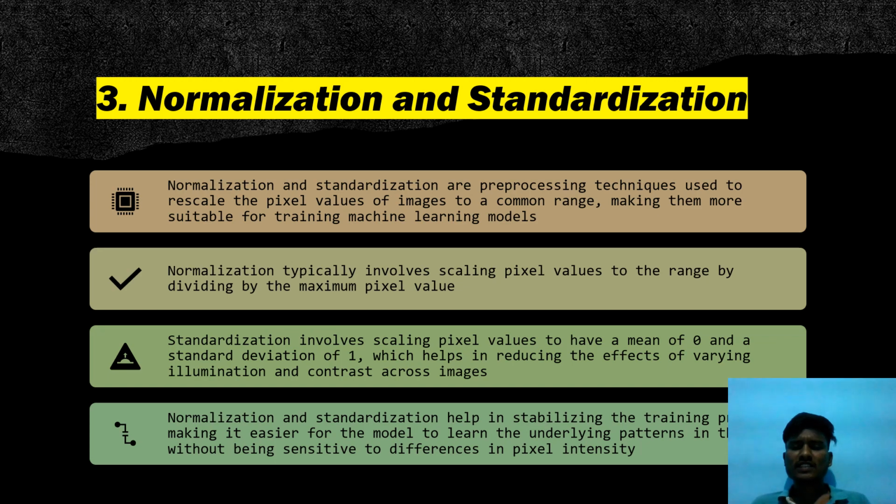Normalization and standardization. Normalization and standardization are preprocessing techniques used to rescale the pixel values of images to a common range, making them more suitable for training machine learning models. Normalization typically involves scaling pixel values to the range 0 to 1 by dividing by the maximum pixel value.